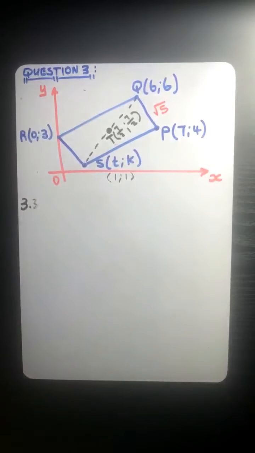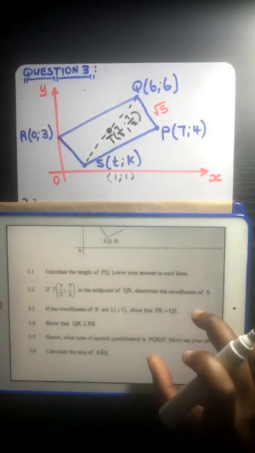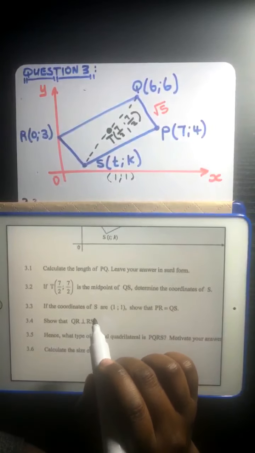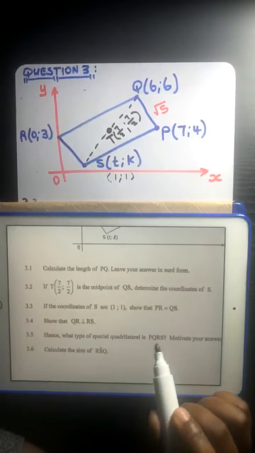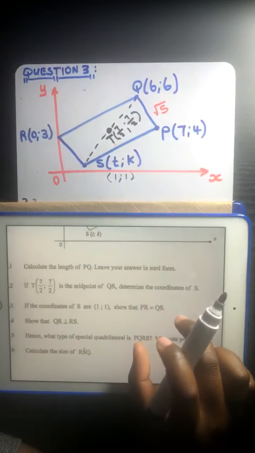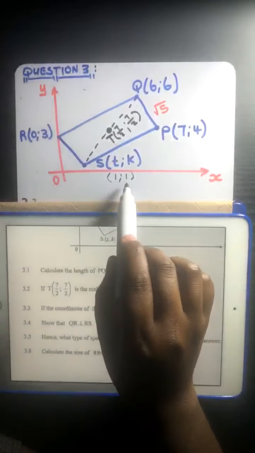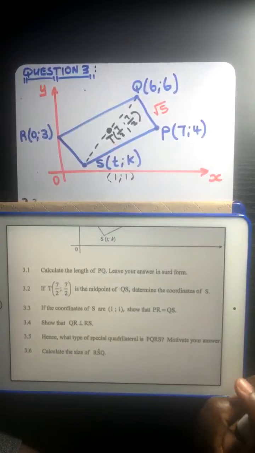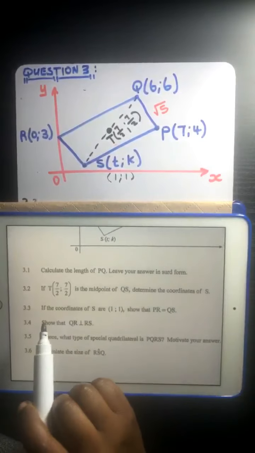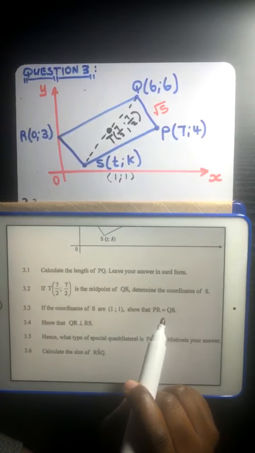So let's move to 3.3. Let's see. If the coordinates of S are 1 and 1, do you guys notice something? It's more like somehow or indirectly, they are giving us the answer of the previous question. So for those of you who got a different answer there, just try to redo that same question with the aim of arriving at those coordinates. It says if the coordinates of S are 1 and 1, show that PR is equal to QS.